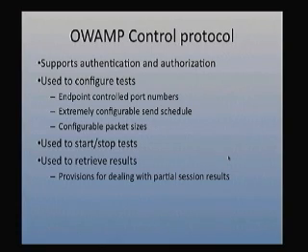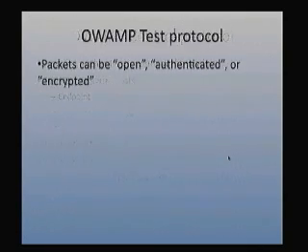The control protocol, so OWAMP's actually two protocols, right? There's this control protocol that's a TCP protocol, and then there's the test protocol, which is more of a packet format. It's UDP packets that are sent of a specific format, and they carry the timestamp information, potentially encrypted, and they're of different sizes, and they're sent at different schedules based on what was negotiated using the control protocol. And the test protocol can be open, authenticated, or encrypted. The difference between authenticated and encrypted is encrypted packets are completely encrypted, timestamp included.